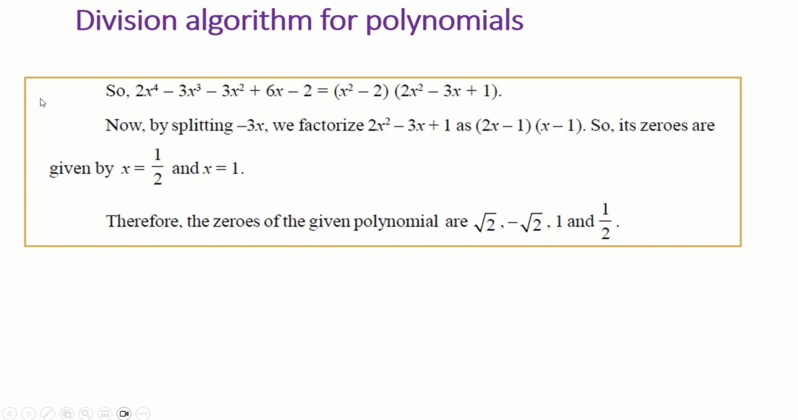So this is the continuation of the previous problem. This is the quotient you got. Then you factorize it again. Then what you will get is 2x minus 1 into x minus 1. So the zeros are square root of 2, minus square root of 2, 1 and 1 by 2. Okay, now this is exercise 3.4.